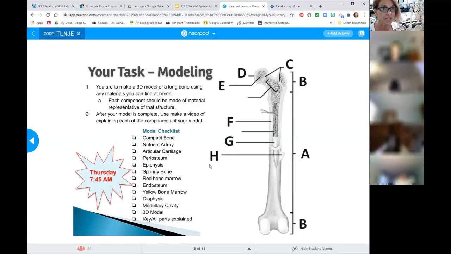You're going to make a video. So you're going to describe to me your model. You'd be like, this is saran wrap. I used it for a periosteum. It's the outer tissue, outer layer of the bone. I can repair bone from the periosteum, or something, you know. Talk about each of your things. You don't have to label this, but that's just a graphic to help you remember.